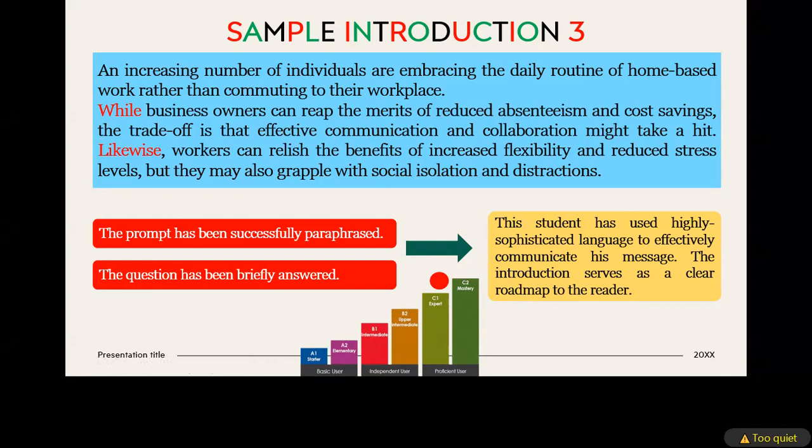You can get to the C1 or the C2 level if you learn how to write in English. But if you learn difficult vocabulary, you know, high-level vocabulary, bombastic words, this will never help you, because they are not topic specific and they can fit in any essay.